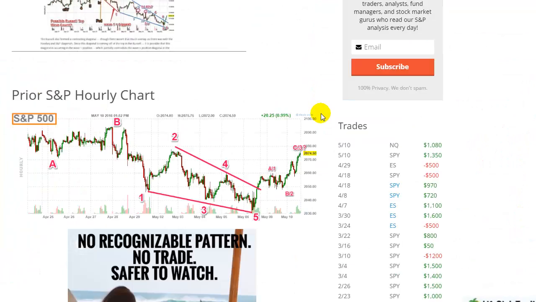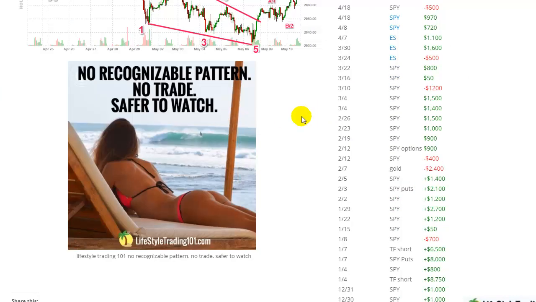So that's it for now. I'll leave with this last motivational quote: "No recognizable pattern, no trade. It's safer to watch. Sometimes the best position is to be in cash. If you overtrade, that's how you lose your account."